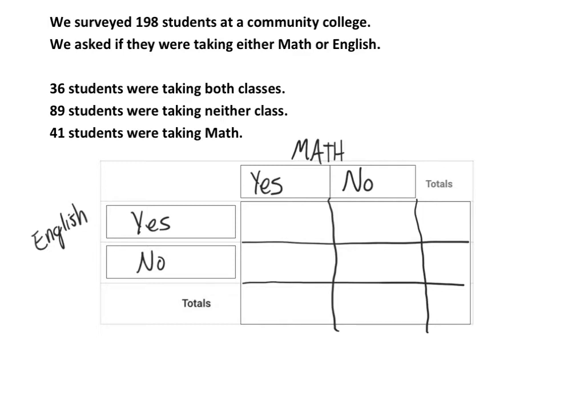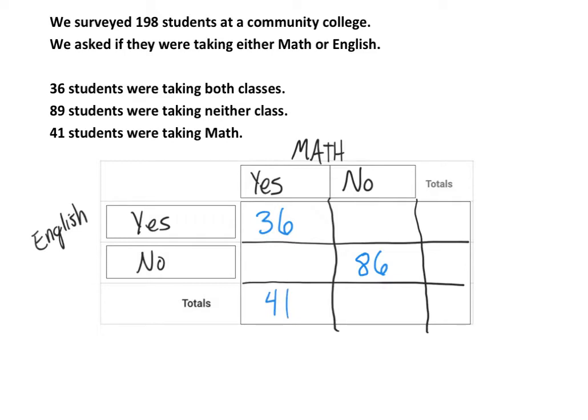Now we want to look at the information that we're given and try to fill in some of the pieces that we know. We're told 36 students were taking both classes. So that means there are 36 people who fit into this category right here. Yes, they're taking math. Yes, they're taking English. 89 students were taking neither class. So that is this cell in this table, no for English, no for math. And it says 41 students were taking math. So this is the total column for all of those who said yes to math. So that means the total for those who are taking math is 41.